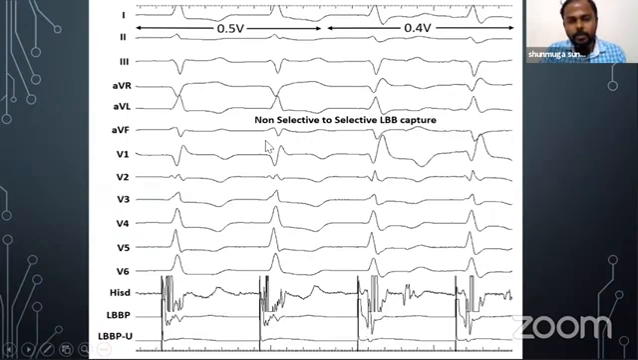On the surface ECG, you can very well appreciate the change in QRS morphology. In lead V1, it is a QR morphology when there is a non-selective capture, but it changes into a small RSR once it has become a selective capture. This subtle change in QRS morphology can be appreciated if you increase the sweep speed of the ECG. Here the sweep speed is 150 millimeter per second. In our routine ECG, the sweep speed is around 25 millimeter per second, but in the EP system we usually increase it to 150 millimeter per second.